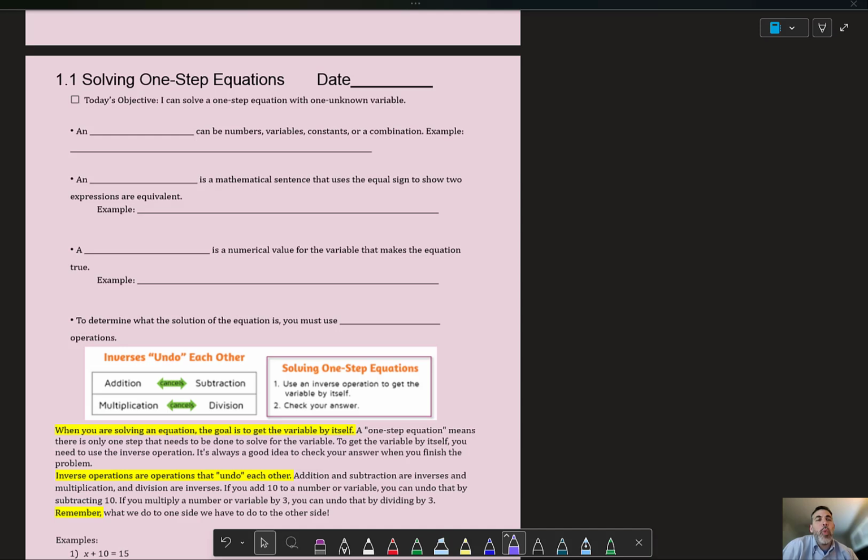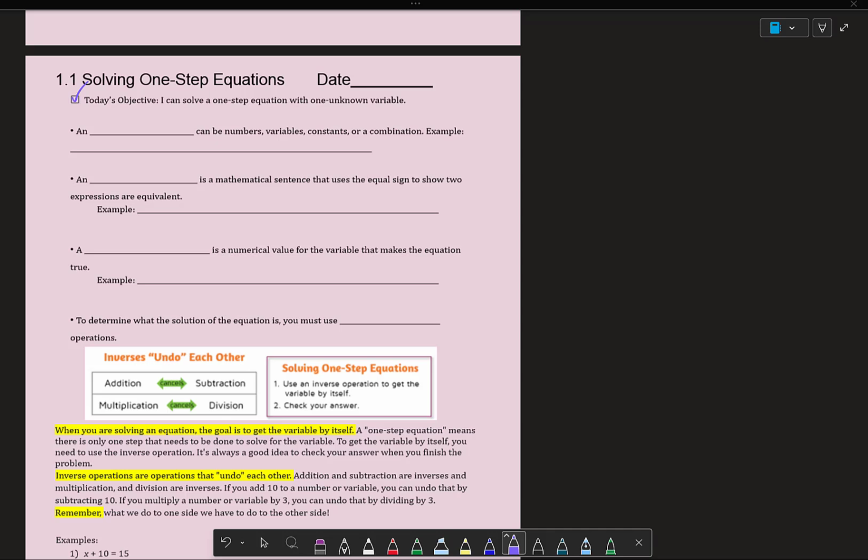All right, we're going to cover section 1.1, solving one-step equations. The objective for today is that at the end of this lesson, or at the end of the assignment today, you can solve a one-step equation with one unknown variable, and you can kind of check off that box.